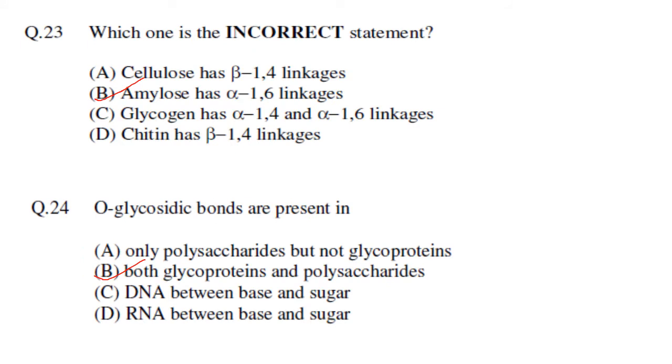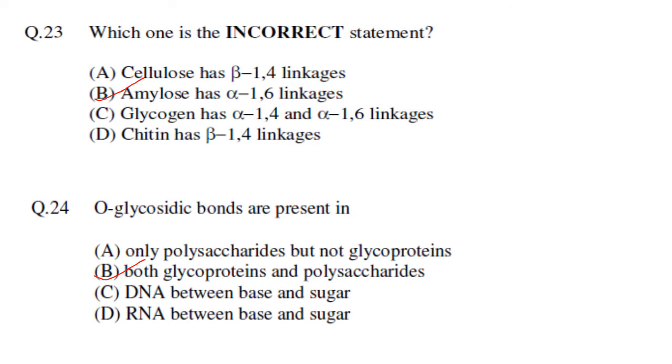Then which one is incorrect statement? Cellulose has beta-1,4 linkages. Amylose has alpha-1,6 linkages. Amylose has alpha-1,4 glycosidic linkages, so it is not 1,6, it is 1,4. So amylose is the incorrect statement, and option B is correct.